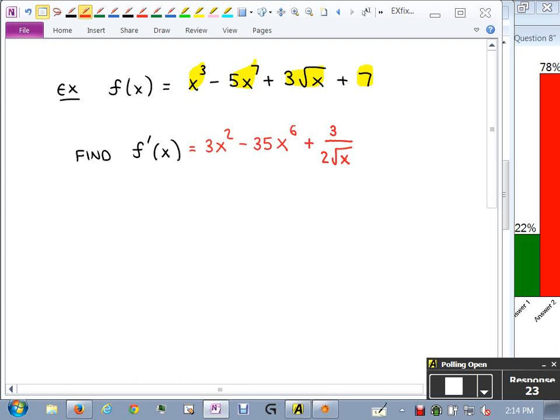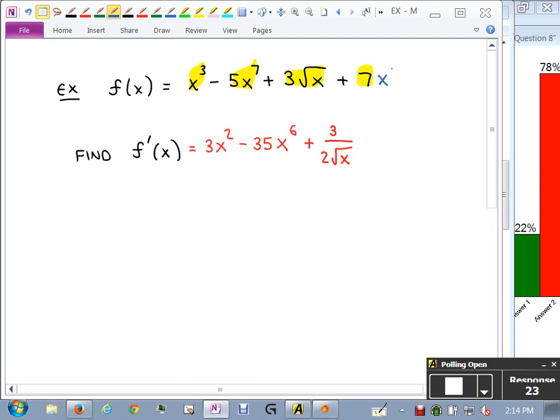I heard negative. You okay with why it's not negative? Yes? Okay. And then finally, the derivative of 7 is 0, because it's a constant by itself. Now look, there's something kind of subtle here.